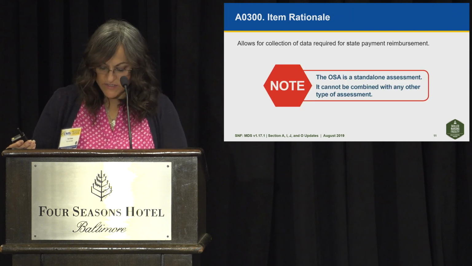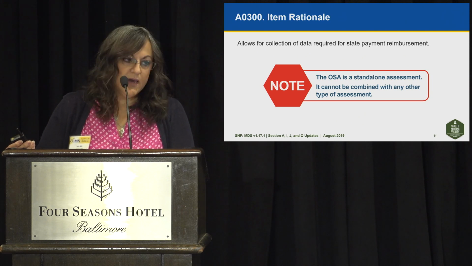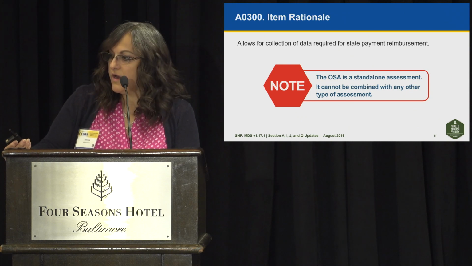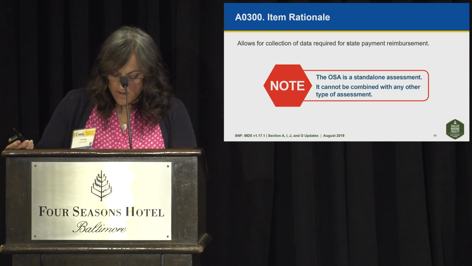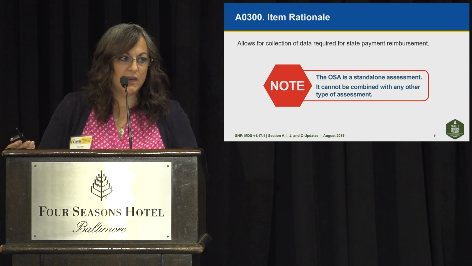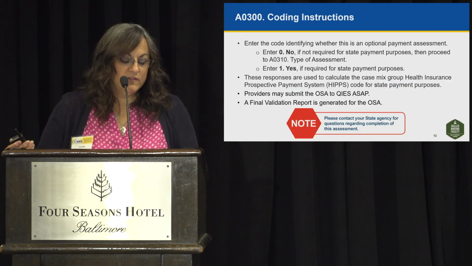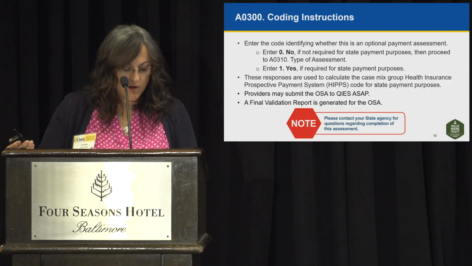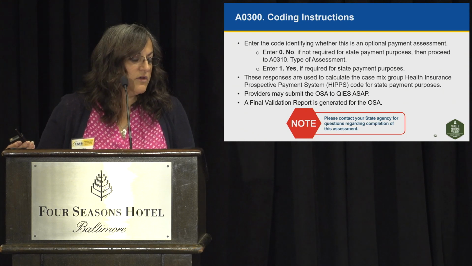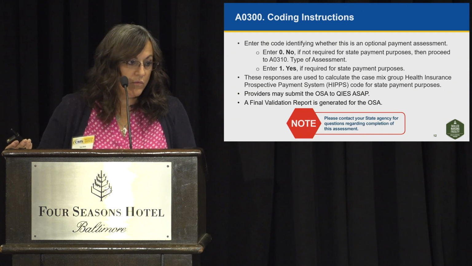And also, as I mentioned yesterday, the OSA is state optional. It's not federally required, and it was created to allow providers the ability to collect data required for state payment reimbursement. It's important to note that the OSA is a standalone, and it cannot be combined with any other assessment. So the coding instructions are very straightforward for the OSA. If your state requires you to complete the OSA, you're going to enter yes, which is 1, and if not, you're going to enter 0, which is no.